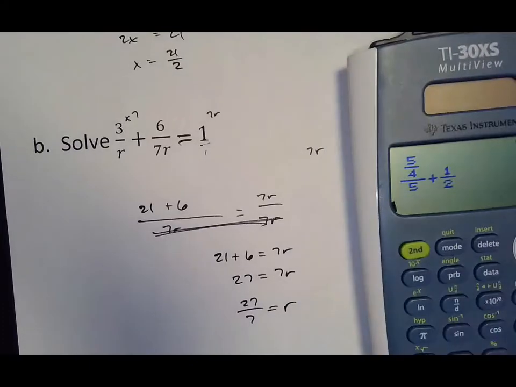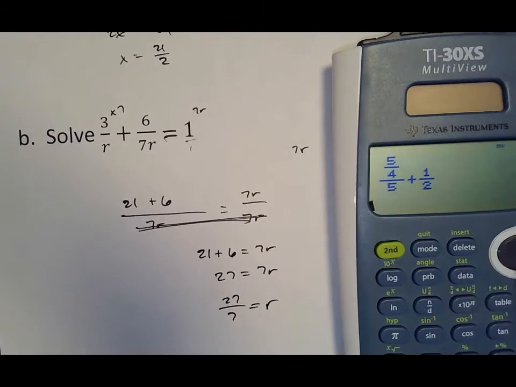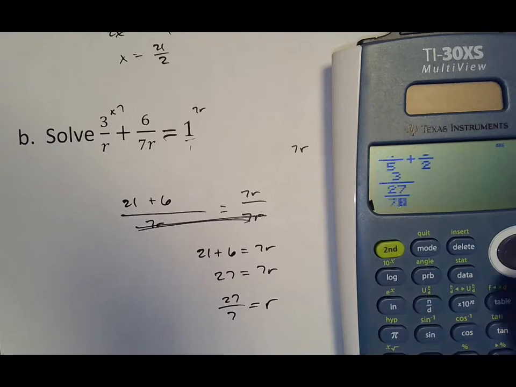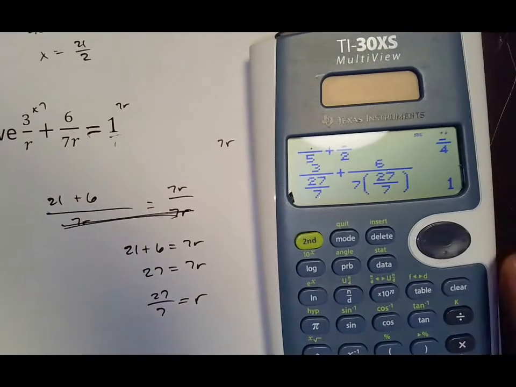Could we test that? Let's see how good this calculator is. I'm not going to check all of them, but just to kind of see. 3 over 27 over 7, plus 6 over 7 times 27 over 7. I do kind of like this for its ability to handle something very complex. Equals 1. Look at that.